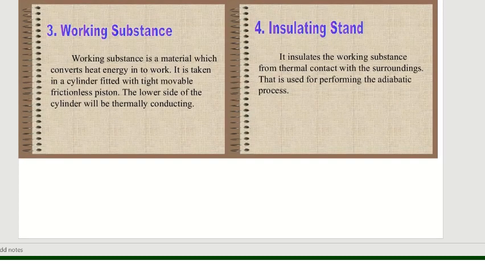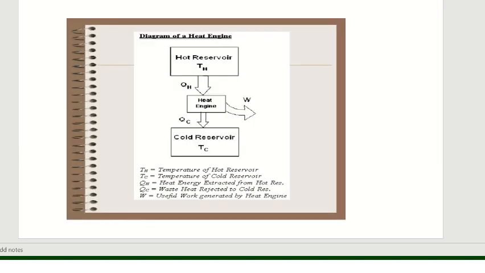Next one is working substance. It is a material which converts heat energy into useful work. It is taken in a cylinder fitted with a movable frictionless piston, and the base is thermally conducting or perfectly conducting. And last one is insulating stand, which insulates the working substance from thermal contact with the surroundings. That is, it is used to perform the adiabatic process. These are the main parts of a heat engine.